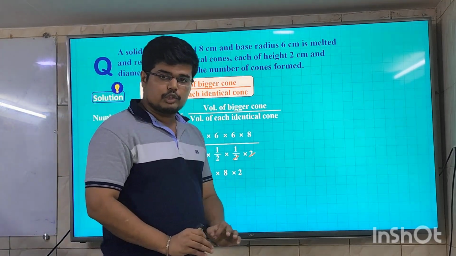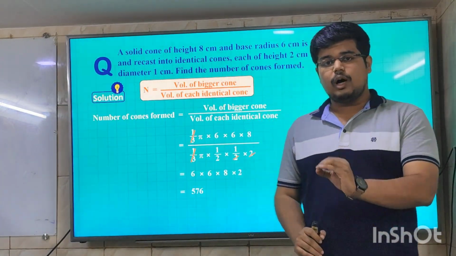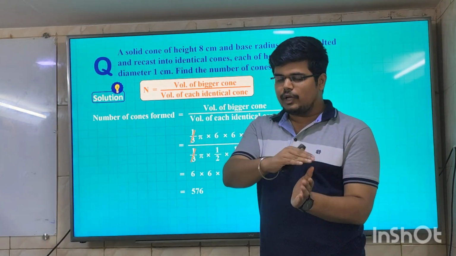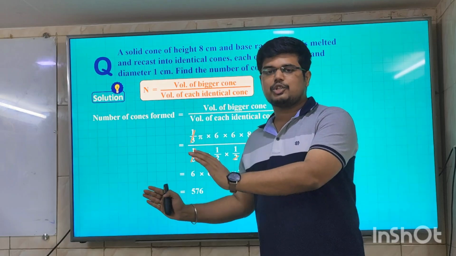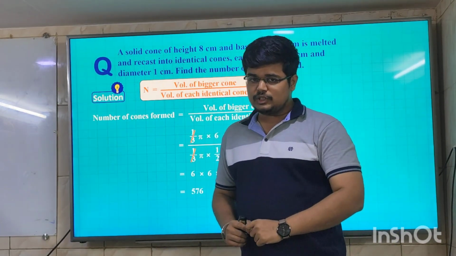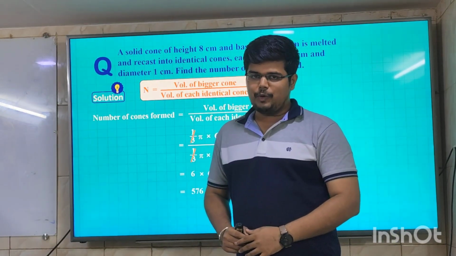I hope, students, you understood this concept of melting and recasting and you also understood the calculation trick. You will not be solving them separately; we'll just divide them together, cut a lot of stuff, and then the calculation becomes easier. Practice such questions, students. In the board exam, it has a good 70 to 80% chance of coming. You should know this type very well. Thank you.